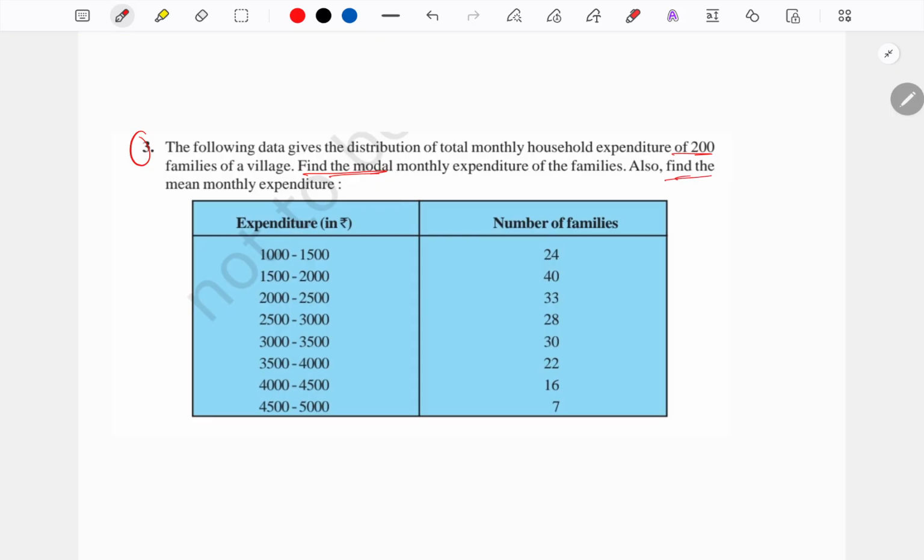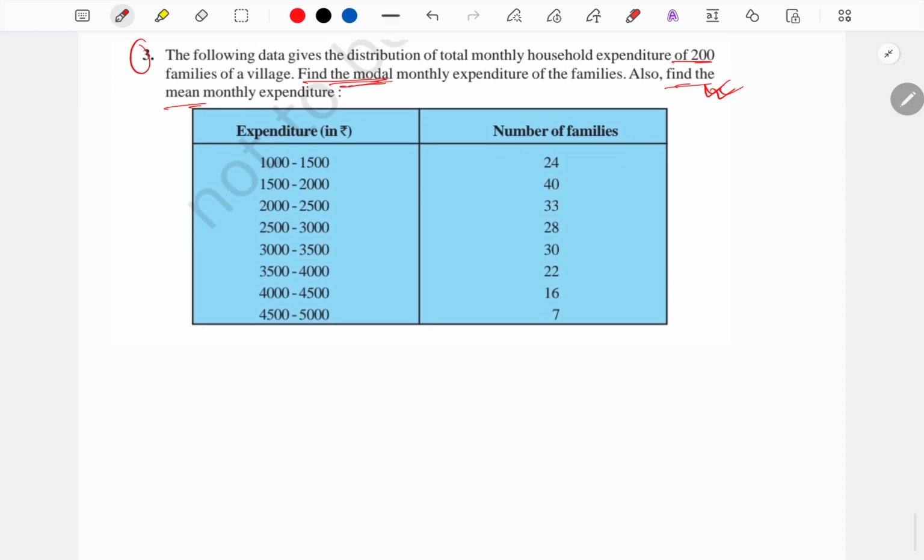It says that also find the mean of the monthly expenditure. So you can find the mean. I have already made a video on how to find the mean, so you can watch that and you can solve these questions for finding the mean. Now to find the mode, how we will find the mode?